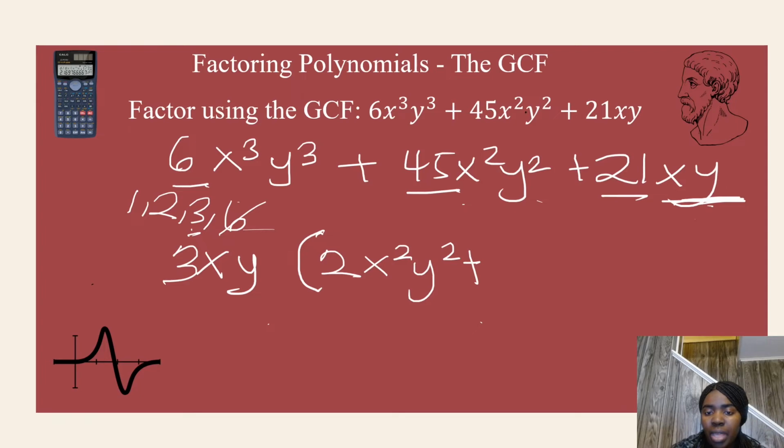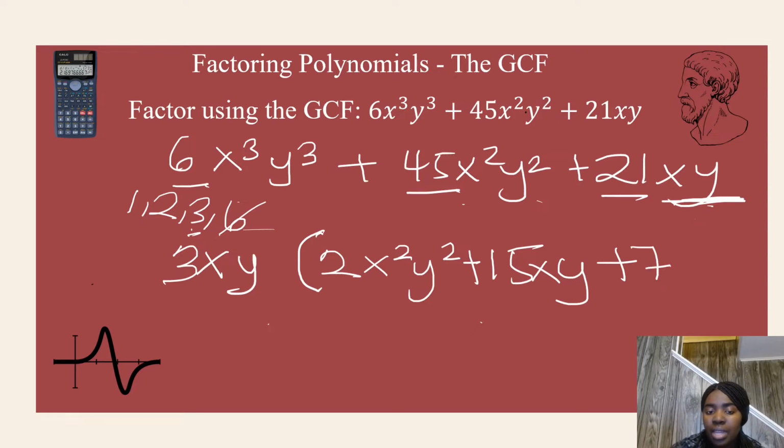What about this one? Okay, to get 45x, I have to multiply 3 by 15. So that's awesome. To get x squared, I have to multiply x by x. So x squared. Okay, good. To get y squared, I have to multiply y by y. So 15xy. And then here, to get 21, I have to multiply 3 by 7.